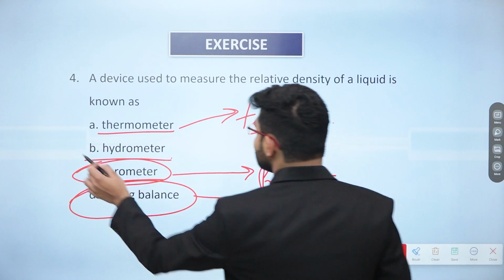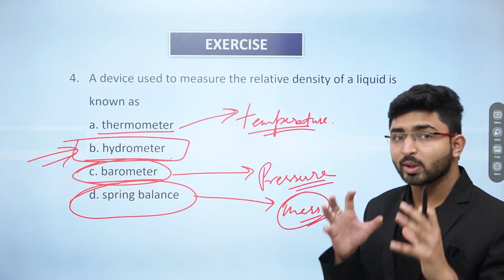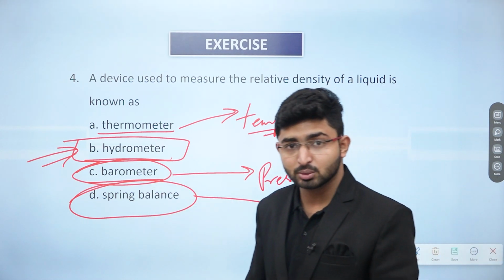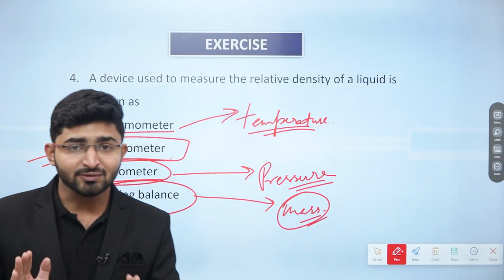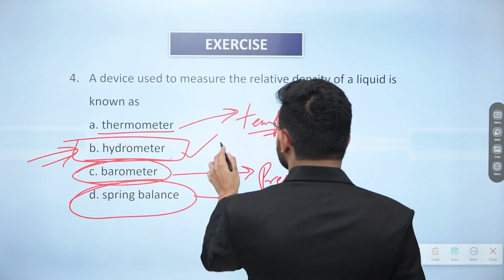And now talking about hydrometer. A hydrometer is the instrument which is going to measure the relative density. When I was explaining the chapter to you, I told you that relative density can be measured with the help of a hydrometer. So that's why hydrometer will be the correct answer here.